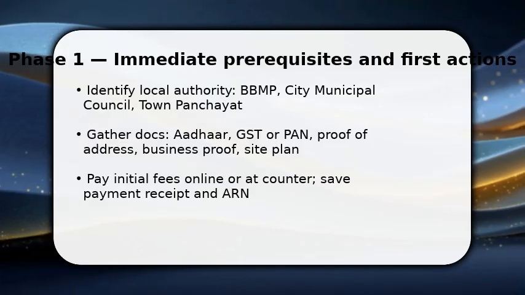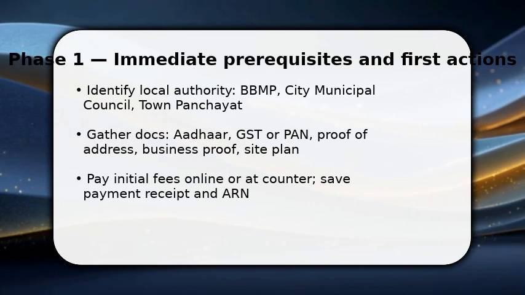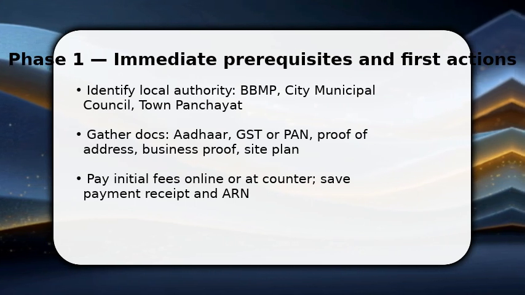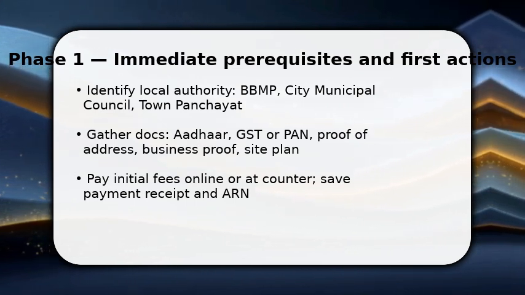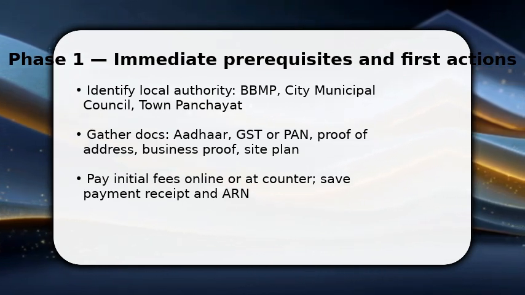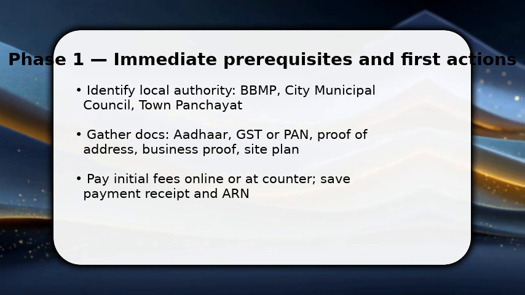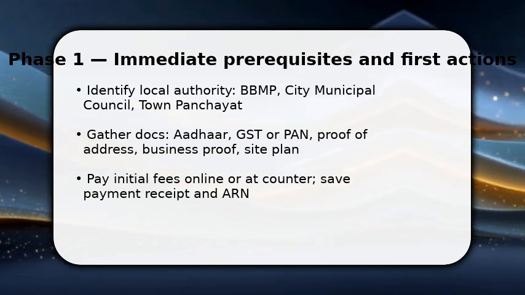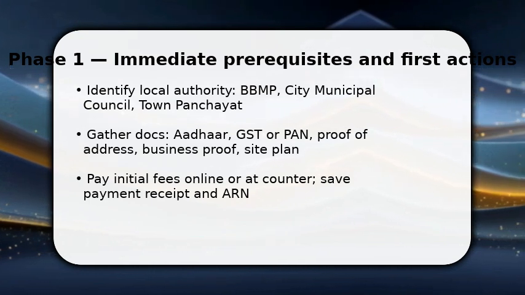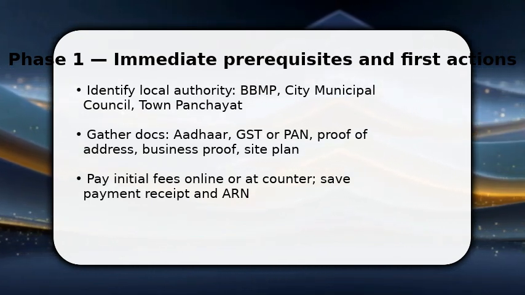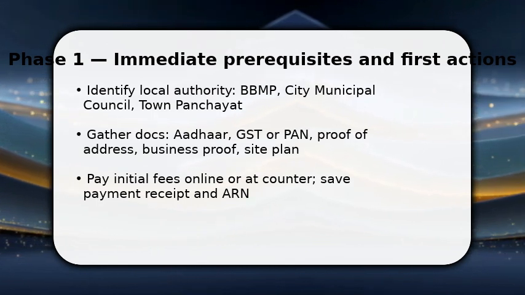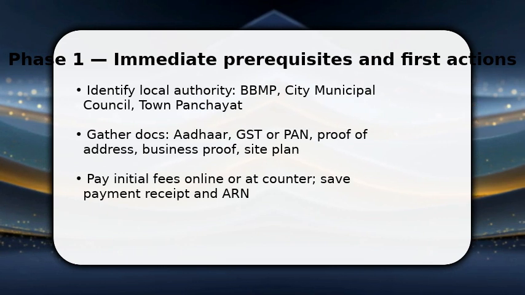You start by confirming which local body issues trade licenses for your location, BBMP in Bangalore or the local municipality. Collect essential documents now: Aadhaar, PAN or GST registration, tenancy or ownership proof, and a simple site plan. Once done, complete the online application or visit the counter, attach scanned documents, and pay the prescribed fee. Keep the payment receipt or ARN. This immediate action triggers verification and moves you into the inspection queue, so don't delay.